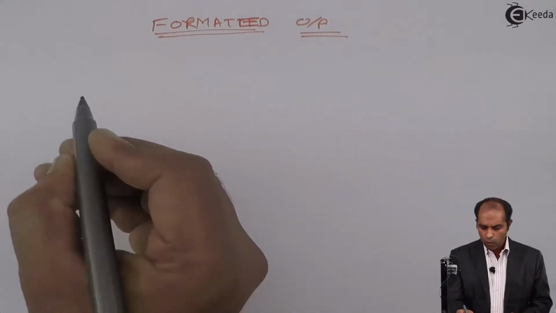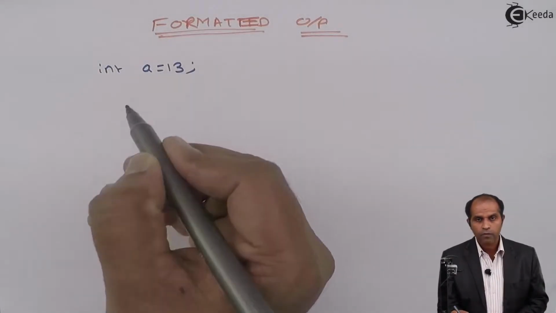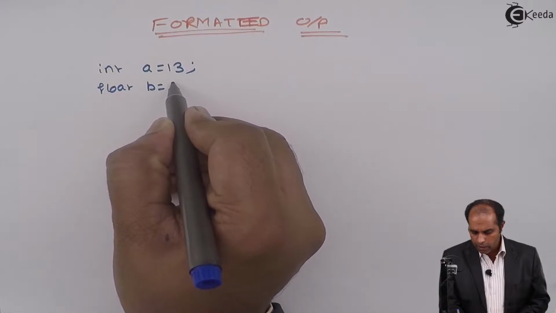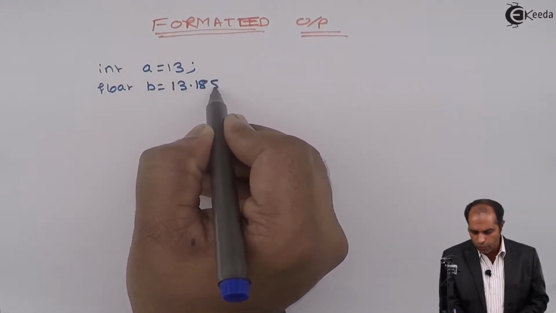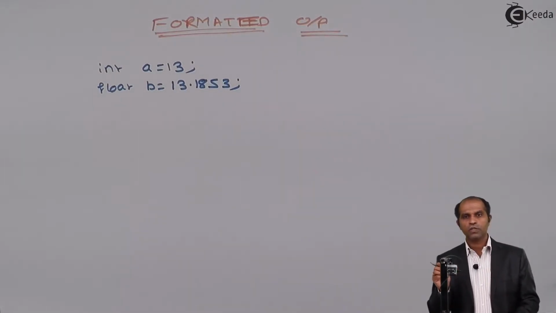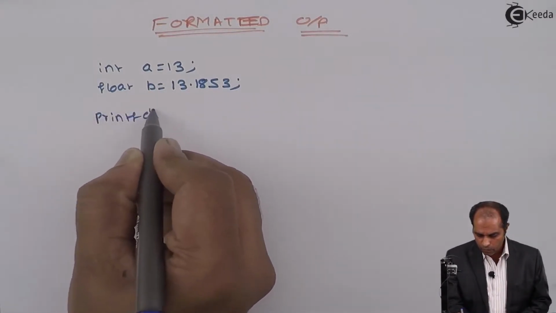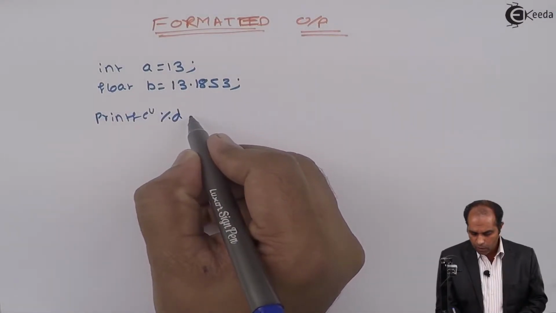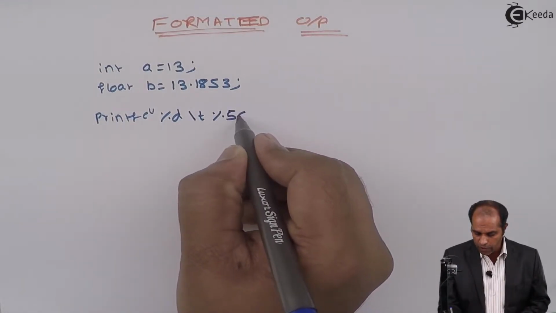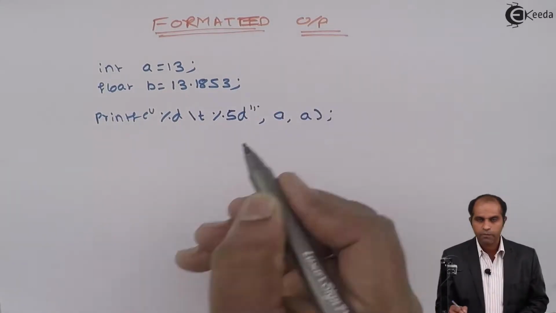I'll take two numbers. One, a variable of type integer with a value say 13, and a float variable, let me say b, with a value say 13.1853. Let's try to display the value of a on the output screen with various specifiers. So here I'll say printf %d followed by \t and say %5d. And in both the cases, let me try to print the value of a itself.